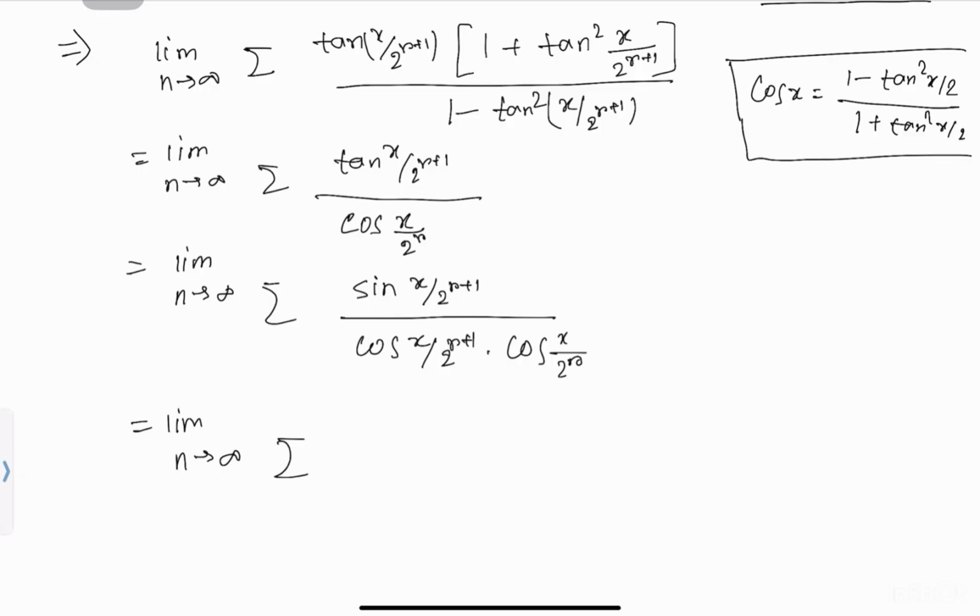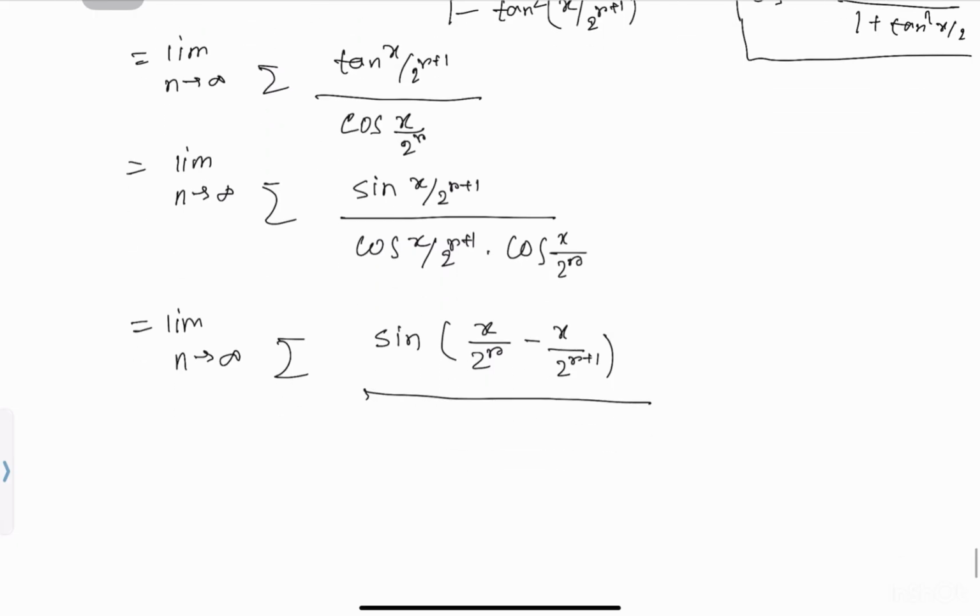Now tell me one thing, I can write here sin of x by 2 to the power r plus 1. Minus x by 2 to the power r, I think that should be r plus 1. So x by 2 to the power r should be there. One minute, let me write x by 2 to the power r minus x by 2 to the power r plus 1. Can I write this? Check and verify, if I take the LCM then yes, obviously it is right. So cos as it is, cos x by 2 to the power r plus 1 into cos of x by 2 to the power r.